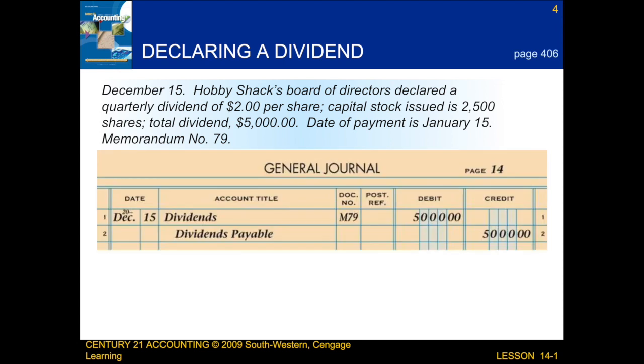All right, so when we journalize a transaction in a general journal relating to the declaration of a dividend, there are multiple steps that we have to follow in order to complete this process. First, we write the date, which is December 15th, in the date column. Next, we write the title of the account debited, which is dividends, in the account title column.